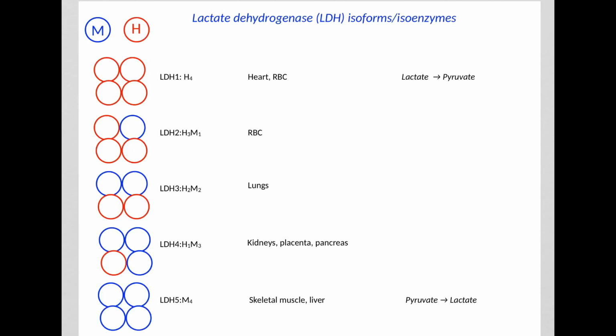You can see the different isoenzymes of LDH are more predominant in certain tissues. LDH1 is more common in heart and red blood cells, while LDH5 is more predominant in skeletal muscle and liver. It's believed that LDH1 is much better at catalyzing lactate to pyruvate, while LDH5 is much better at catalyzing the reaction in the reverse direction, pyruvate to lactate.